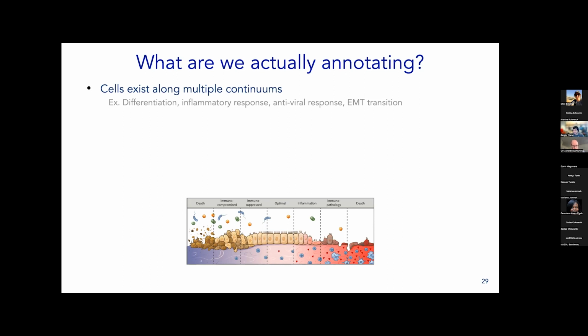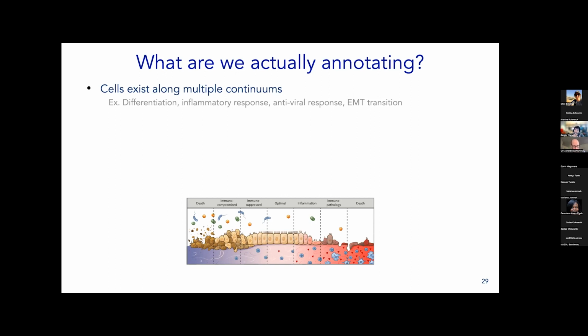Okay, if there are some more questions about the previous section. So, what are we actually annotating? Something to be aware of is that cells exist along a multiple continuum. Like what Orr said in the introduction, we have multiple cell types, but they're usually in a spectrum of stages. So we can have differentiation if we're working with a developmental process.